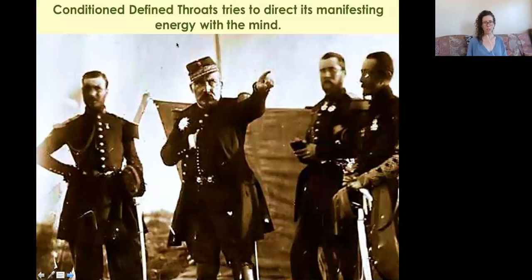All right, let's look at the defined throat. The defined throat tries to direct its manifesting energy with the mind. That's a really good one. The mind wants to control. So the mind will try to use that manifesting energy, the motor to throat, to do what it wants. And that's really a huge theme that comes up for people with human design in all ways. Like, how can I use my motor to throat connection to get what I want? How can I do that? And that's not what this is about. It's about learning something else.